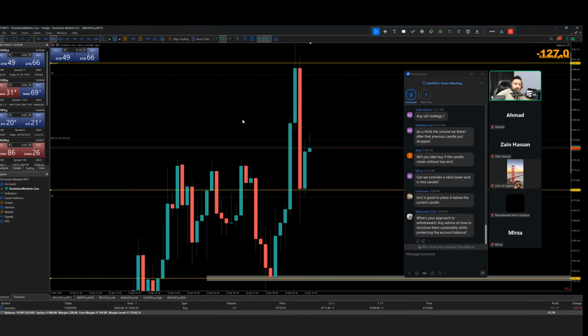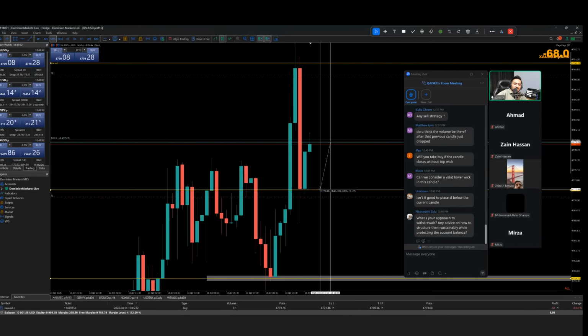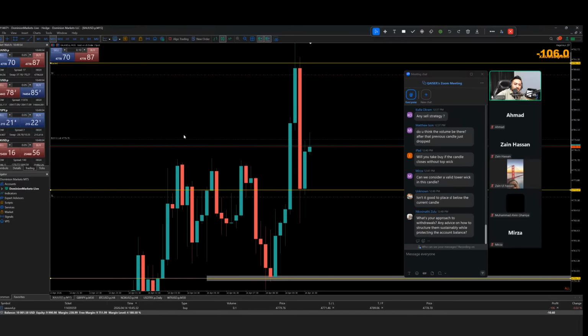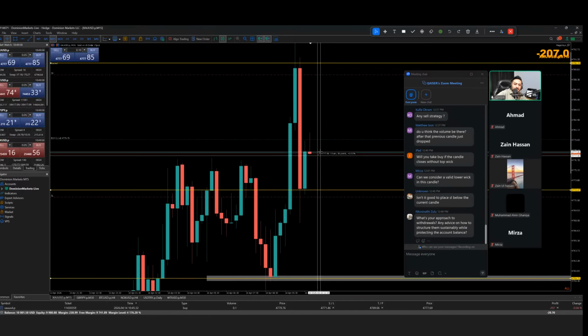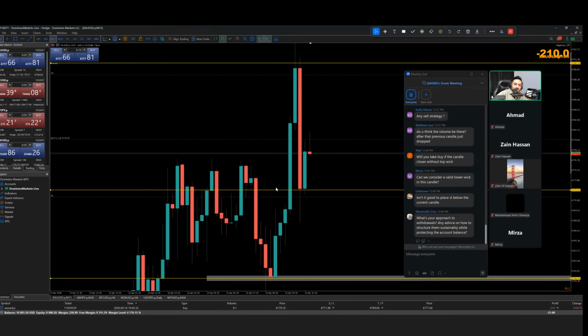Isn't it good to place SL below the current candle? No, you are having a beautiful SL here. You have to give some room to your trade actually. If you place your SL below the current candle low, it could easily take you out from it. Look at this one. It's pushing down. Yeah, it's pushing down now.